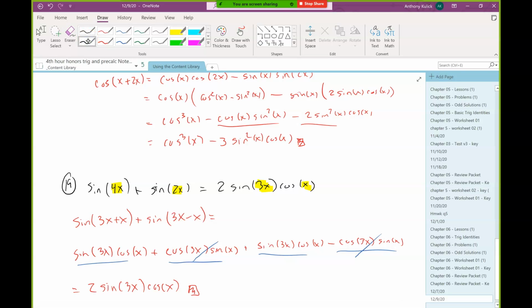So again, that was not too bad, but it really relied on deciding how to rewrite sine 4x and sine 2x. If you didn't do that, this would have been rough to get to the end point. You would have gone through a lot of identities and transformations trying to get there, but that would have been the trick for that one.